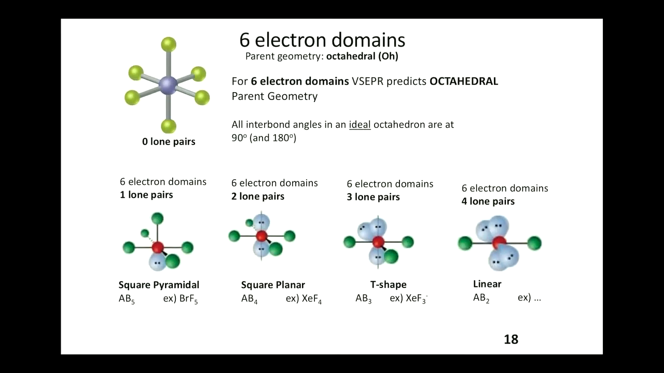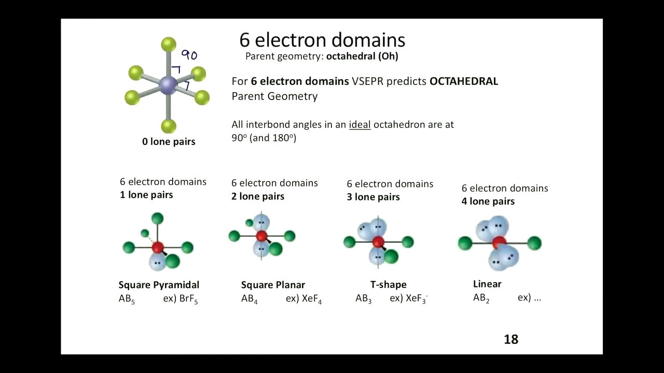6 electron domains. This is the last one, octahedral, but we still need to do the same thought process. If we have 0 lone pairs, then the molecule is also octahedral, but we want to go through the same thought process of placing lone pairs sequentially to think where they will preferentially go. This one's a little bit different. With octahedral, all of the bonds on the parent structure are 90 degrees, so they're all equivalent.